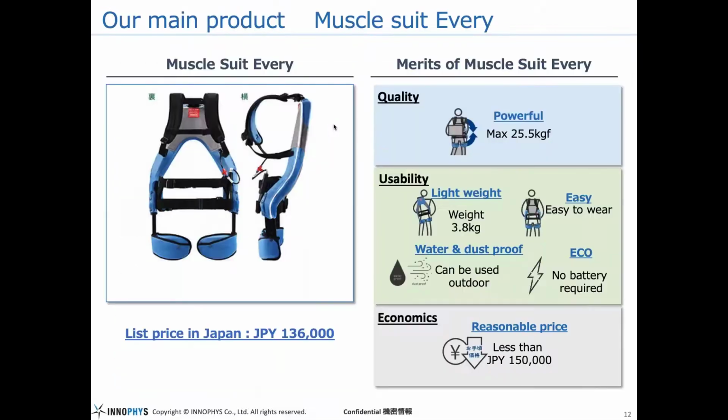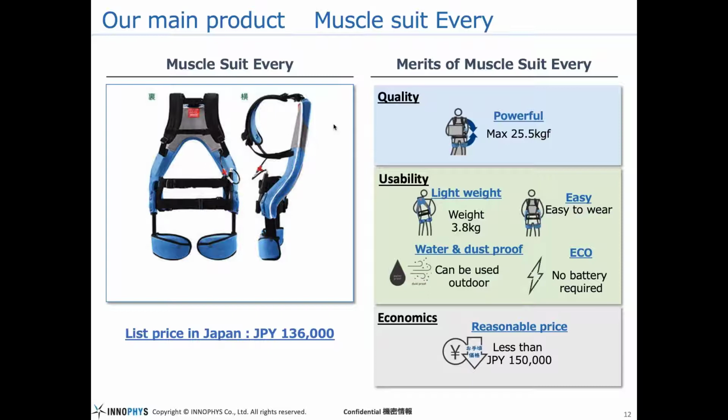Next slide is our latest main product, Muscle Suit Every. We launched this product last November. It's a very new challenge for our company. Muscle Suit Every is a strategic product, and the price of the product is 136,000 yen, which is very reasonable pricing.